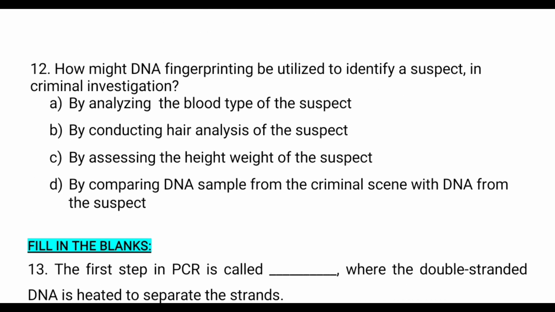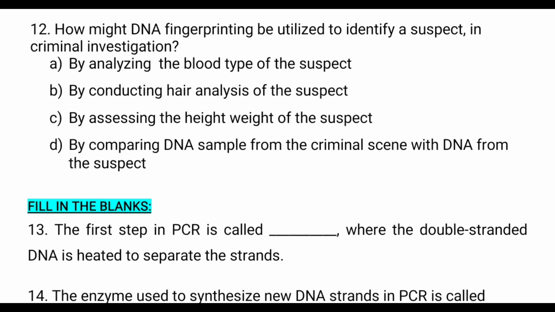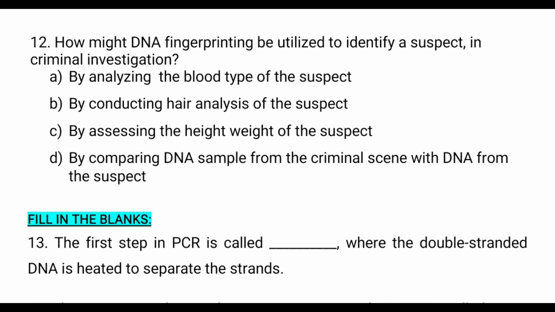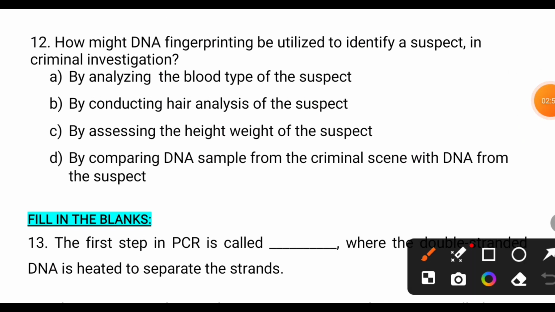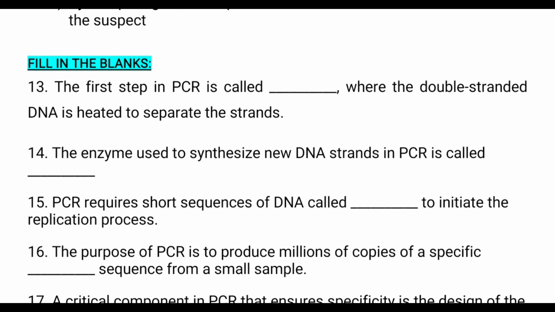How can DNA fingerprinting be utilized to identify a suspect in a criminal investigation? Options are by analyzing the blood type of the suspect, by conducting hair analysis of the suspect, by assessing the height and weight of the suspect, by comparing DNA sample from the crime scene with DNA from the suspect. So for this the correct answer is by comparing DNA sample from the crime scene with DNA from the suspect. Let's see the next category of questions.